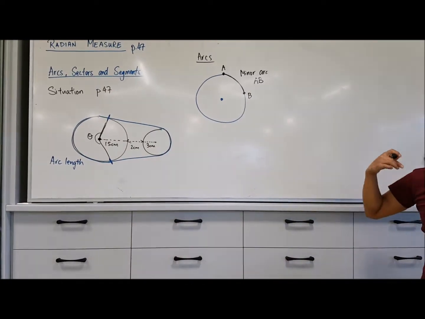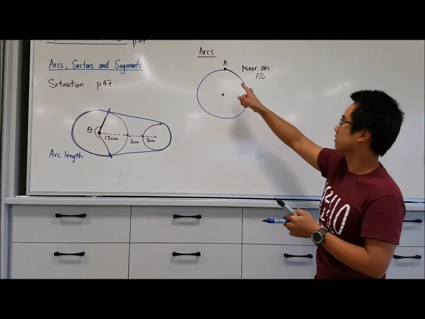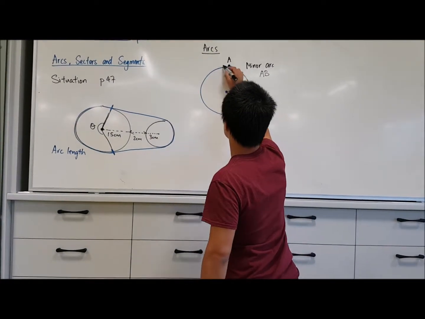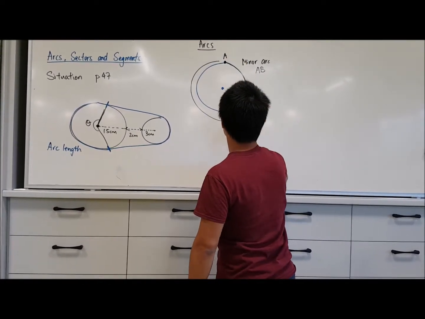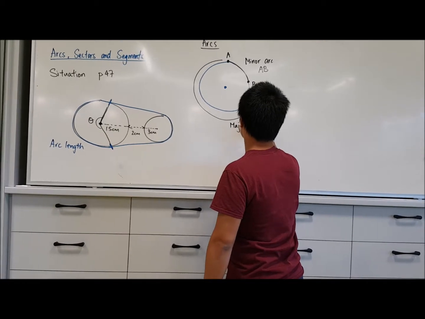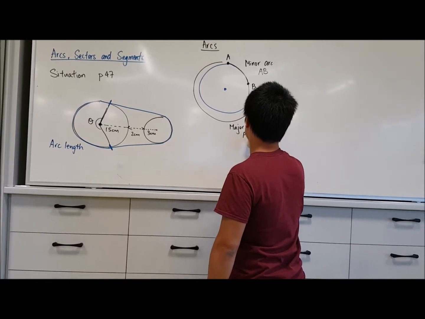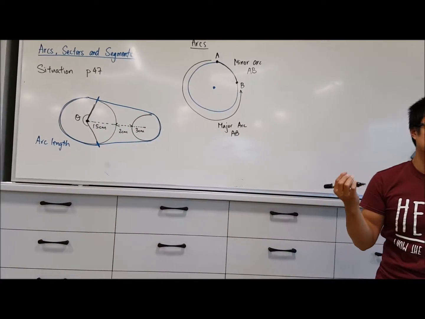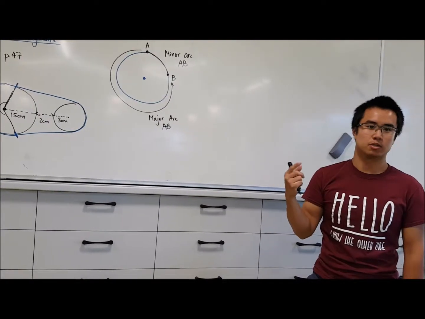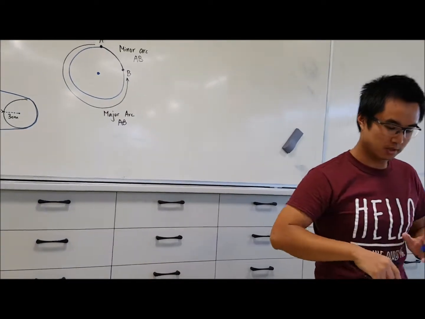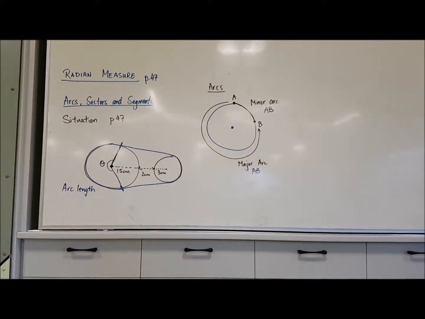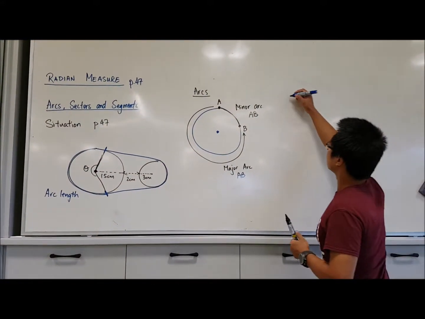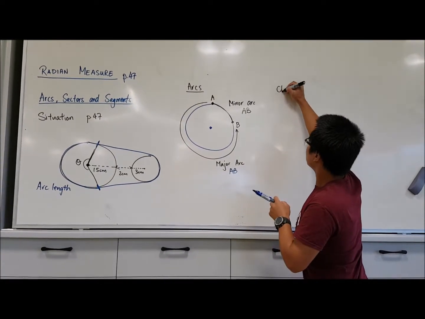But of course we could go the other way, right? And go A the other way around to B. That'll be called the major arc. And they're the same 2 points, A and B. It's just which way you measure. And the major one's the longer side. Any questions so far? So this is just basically all terminology.